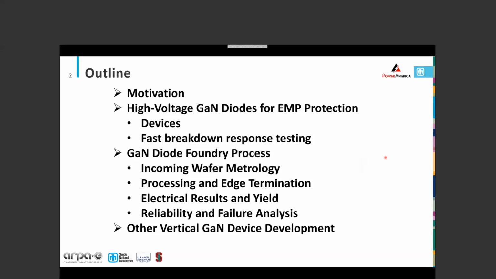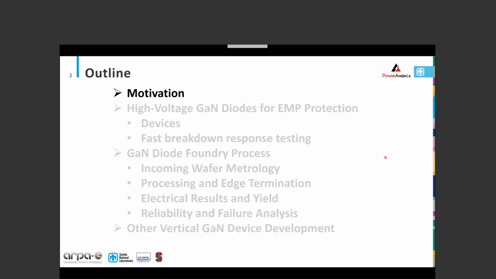And then the other portion of the project is really to try to establish a foundry process for these vertical GaN devices. Some aspects of that include looking at wafer metrology, the processing, edge terminations are a big topic, of course, and then electrical testing, yield, and then we're also looking significantly at reliability and failure analysis. I'll talk about that towards the end of the talk. And then again, at the very end, I'll touch on just a few other projects looking at some other aspects of vertical GaN device development.